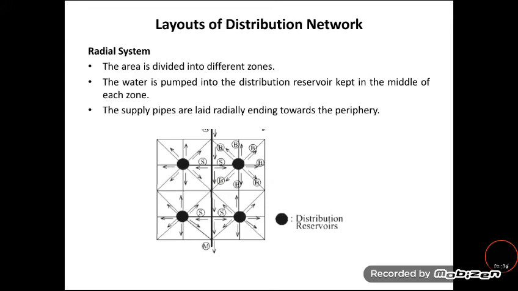Next one is the radial system. In this system the total area to be supplied is divided into different zones. Here the water is pumped into the distribution reservoir in the middle of the zone. So from the middle it is distributed in a radial system.